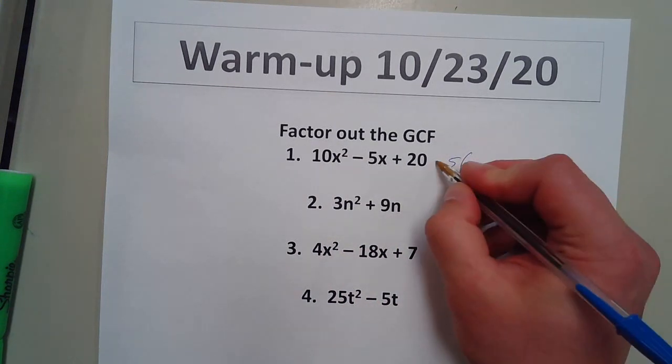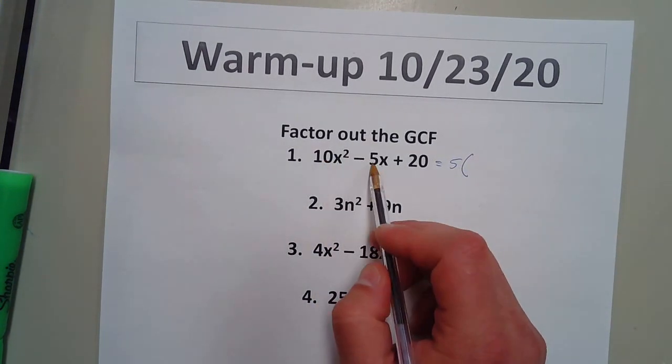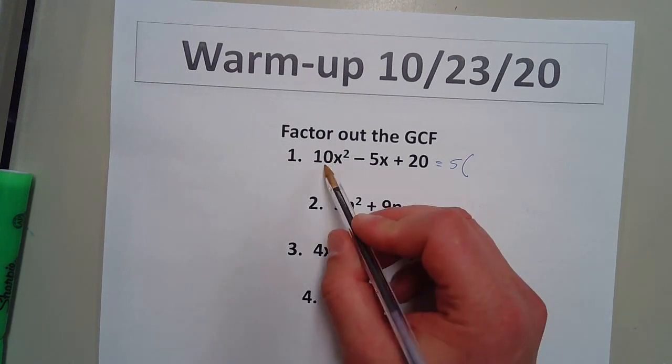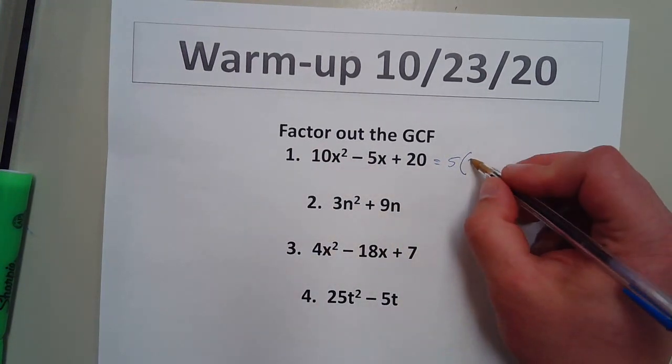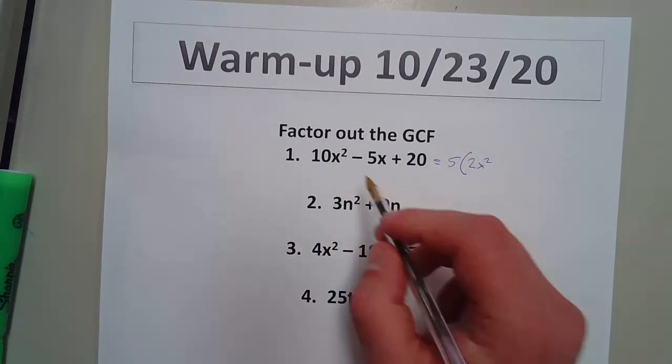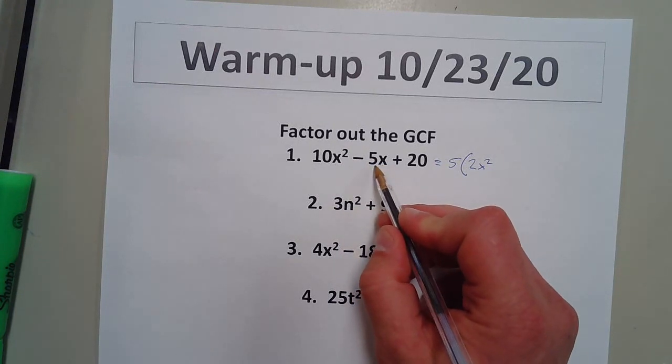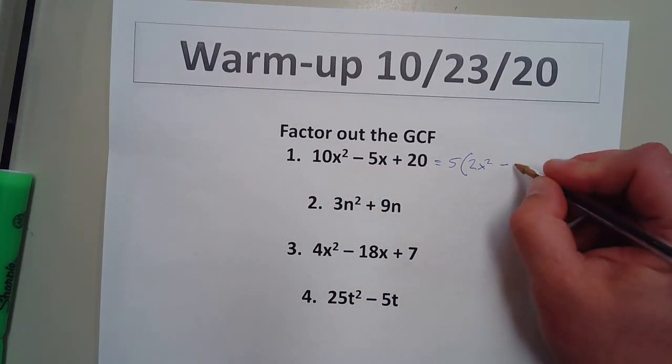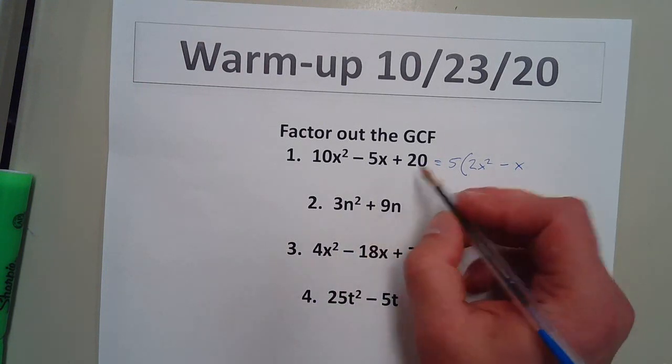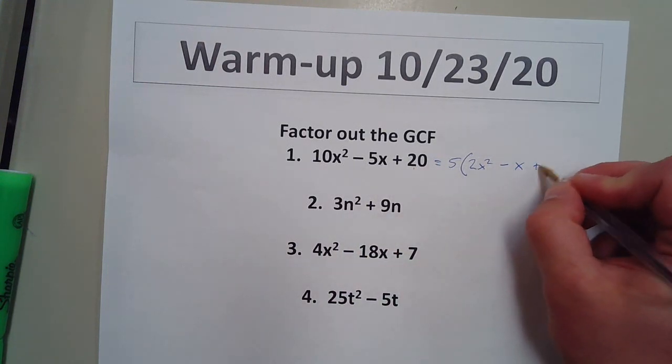And so what we do is we factor the 5 out. And so we say, if we divided a 5 out of all of these, what would be left? In this case, 10 divided by 5 would leave you with 2, and then still the x squared. If you divide this by 5, you're just going to be left with the negative 1. So minus 1x, so you don't need to write the 1. And then 20 divided by 5 is going to be 4.